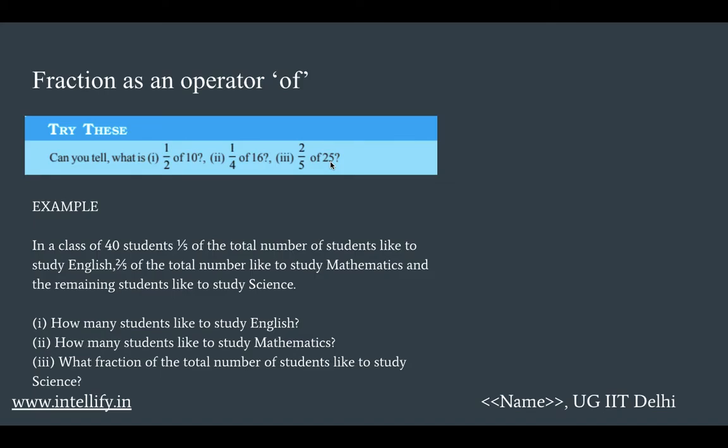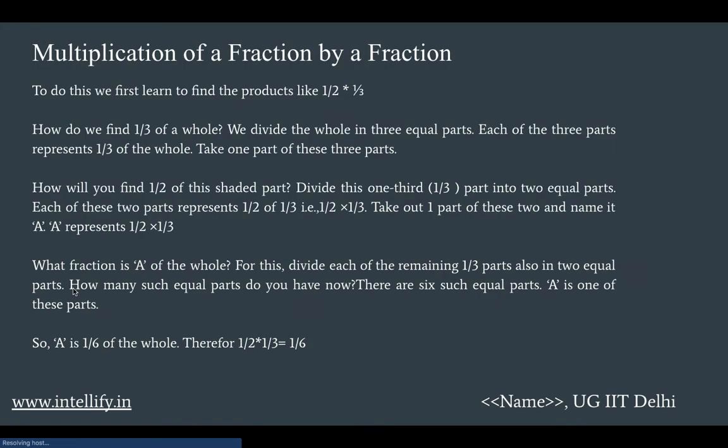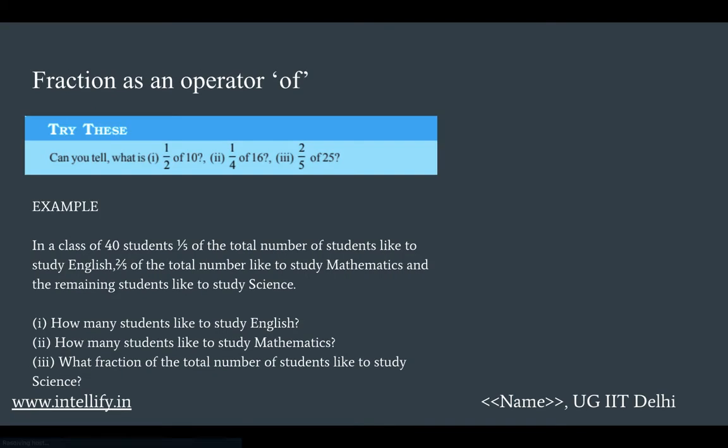2 by 5 into 25, that is 50 by 5. 50 by 5 is nothing but 10. There is an example over here. Let me see how much time we have. We can discuss this example.